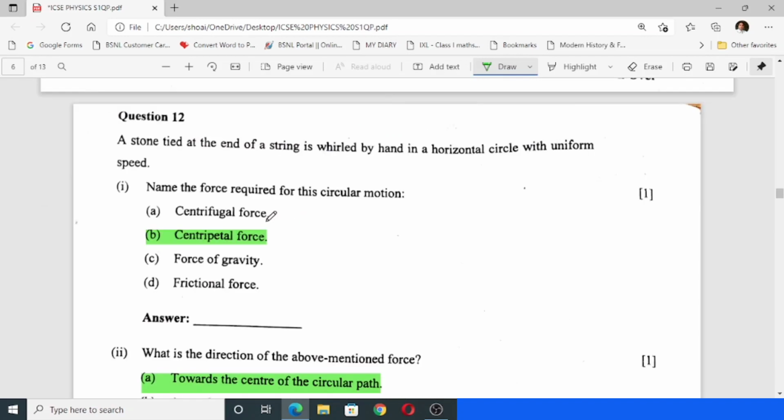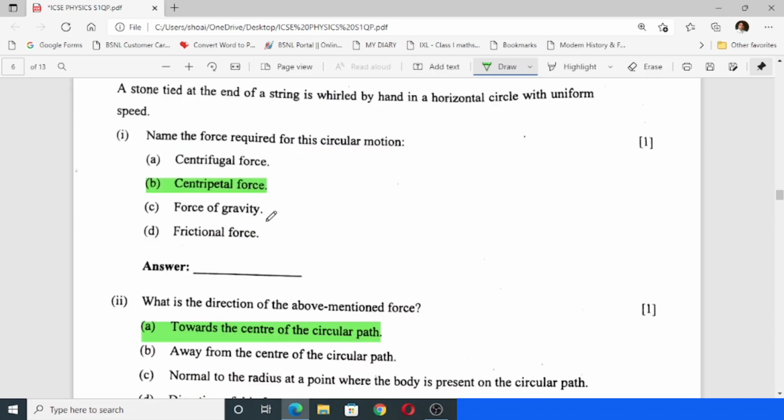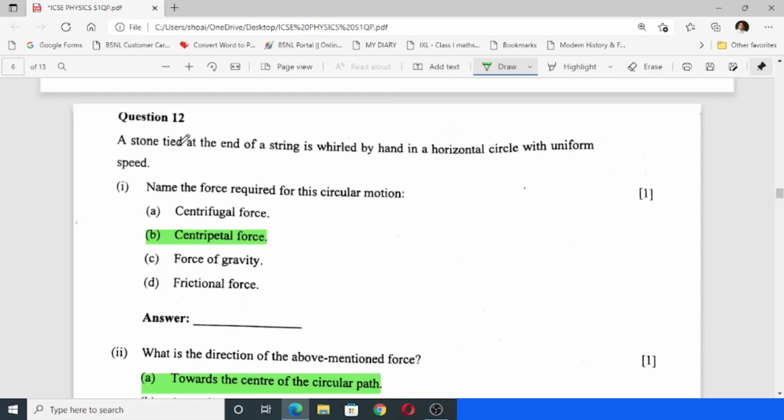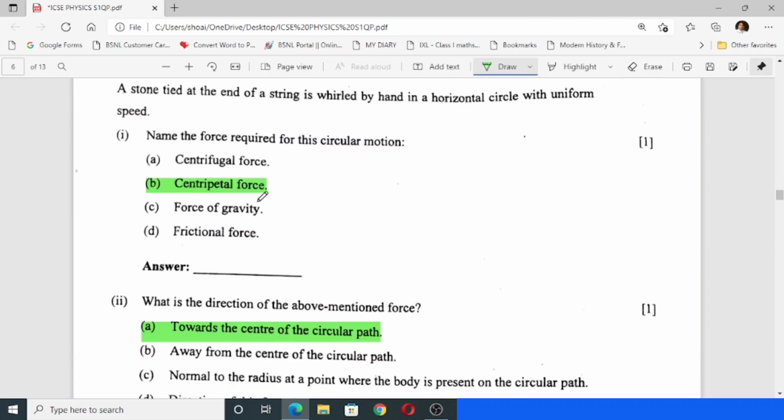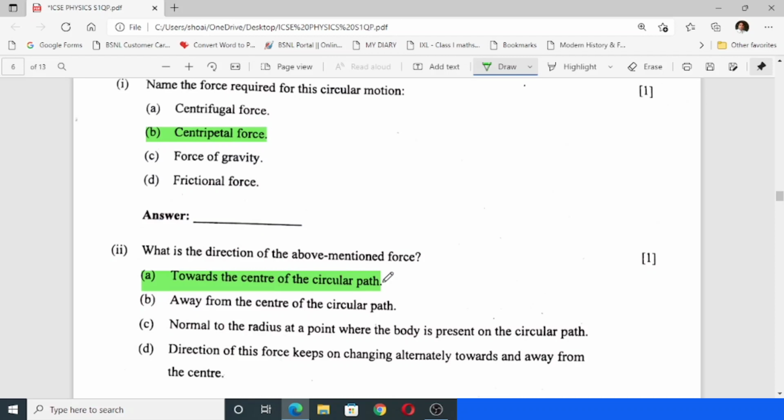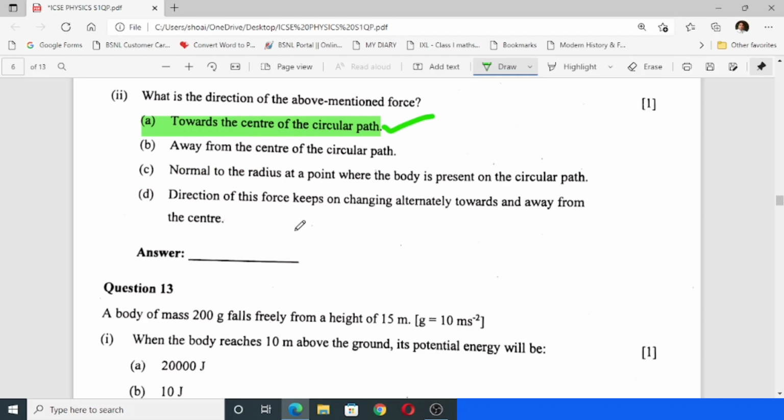Then question number 12, the stone tied at the end of the string is whirled by hand in a horizontal circle with uniform speed. Name the force required for this circular motion. The answer is B, centripetal force. Number 2, what is the direction of the above mentioned force? The answer is towards the center of the circular path.